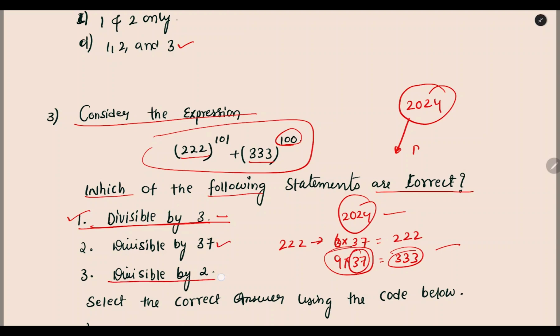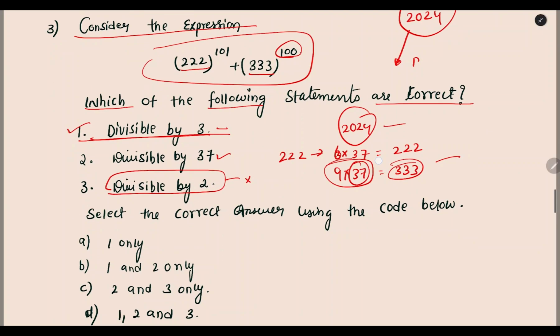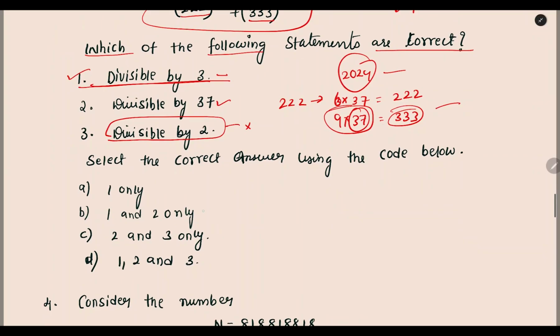But whether it is divisible by 2 or not, we have to check. Already we have checked in 2024 P by Q. It is not divisible by 2. So the answer is 1 and 2 only.